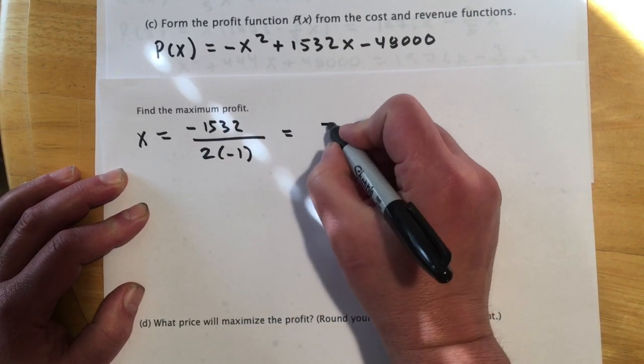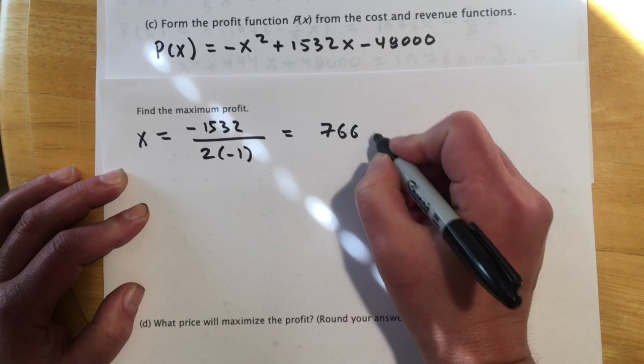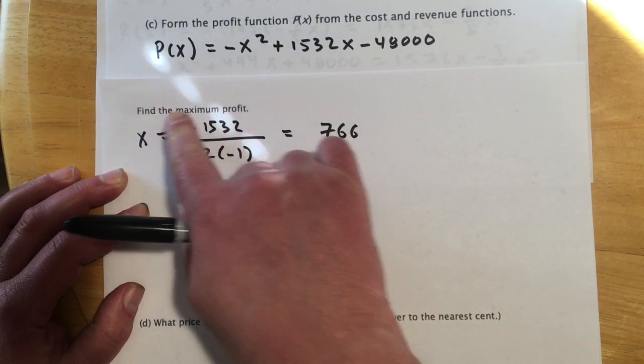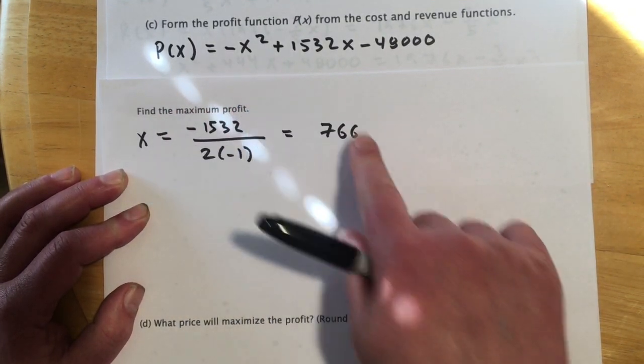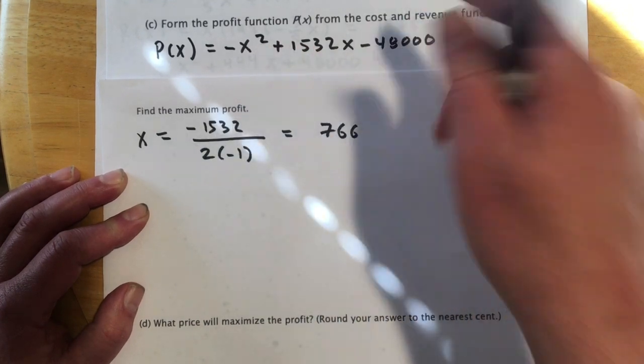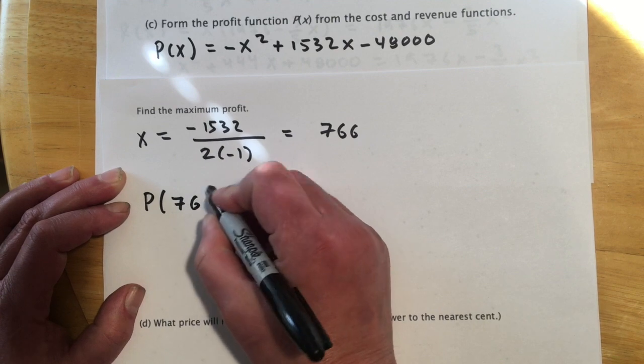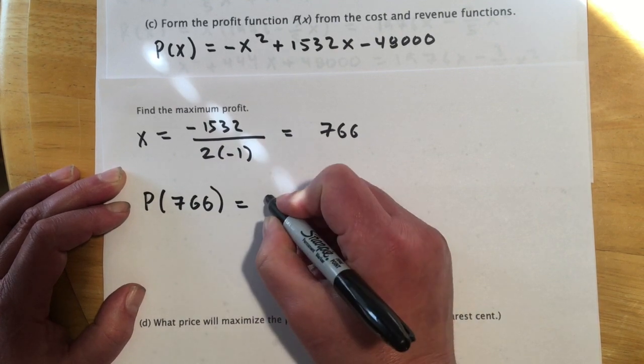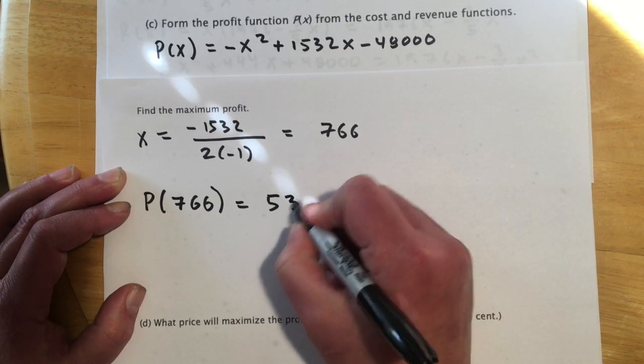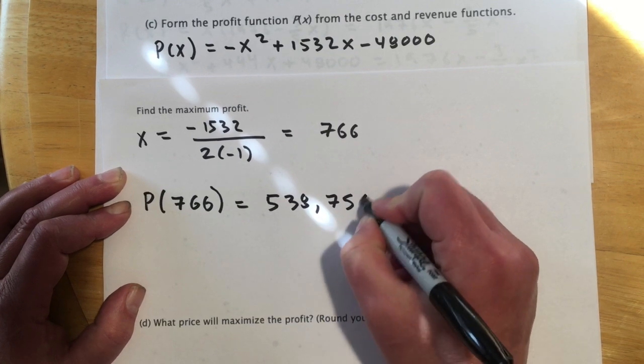And that comes out to 766 units. And then we're not trying to find the units, we're trying to find the profit. So then I just take this and back solve it in here. So when I found P of 766, I got 538,756.